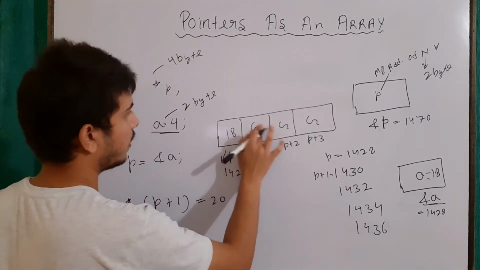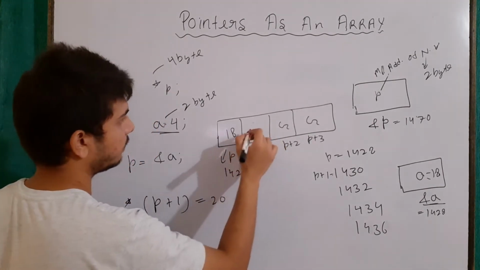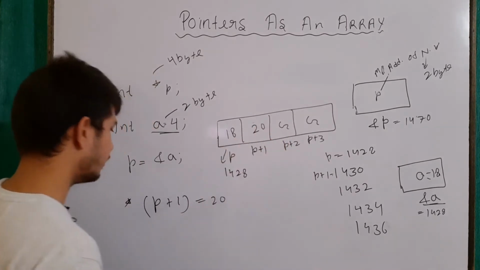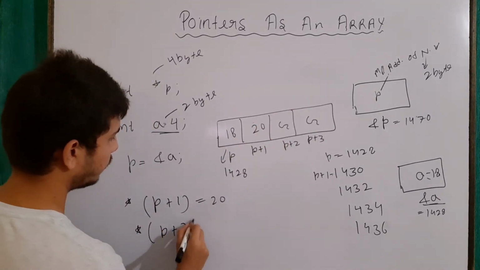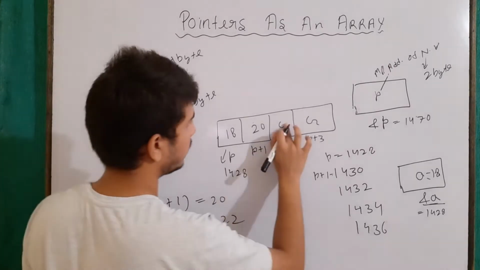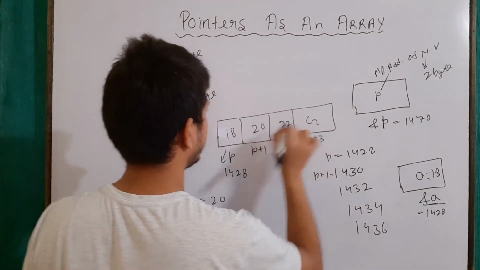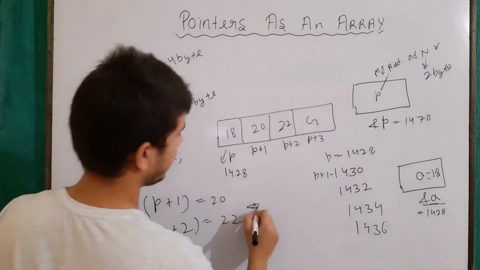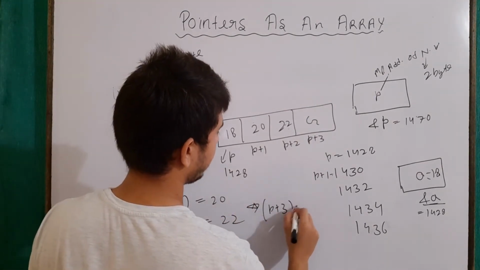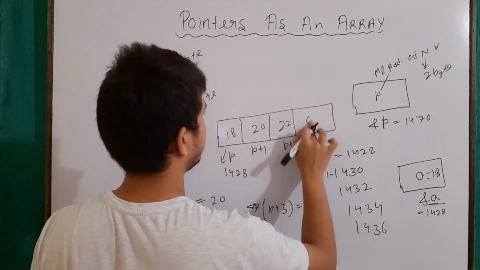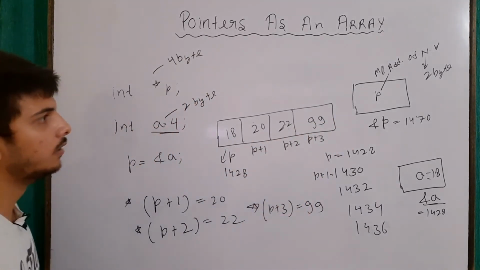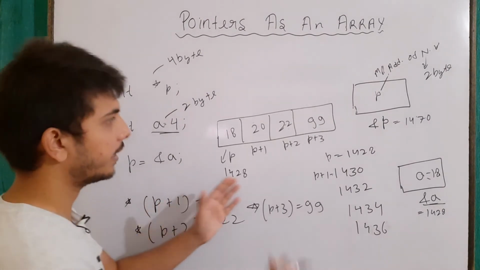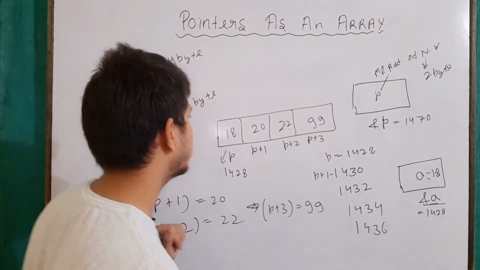So this value, whatever is present in this address, will be changed to 20. Similarly, for changing other values, I can write *(p+2) = 22, so this will become 22 instead of garbage. Then *(p+3) = 99, so this will become 99. The point here is that using a pointer variable, I am able to access the contiguous memory locations, right?